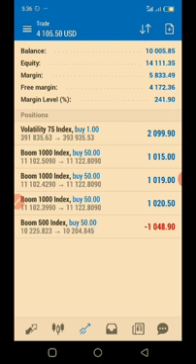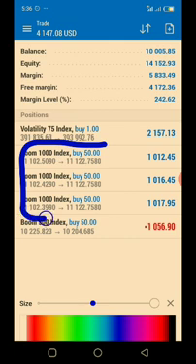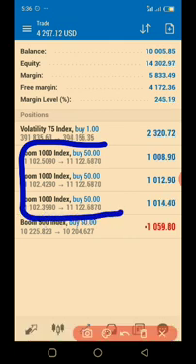Now for example, our Boom 1000 right now, here, you see here, Boom 1000, all are in profit. We want to close this trade. Mind you, this is not a real account, guys. I just want you guys to know how you can trade using this risk management strategy. Now Boom 1000, we entered with a big lot size of 50, which is the maximum lot size.